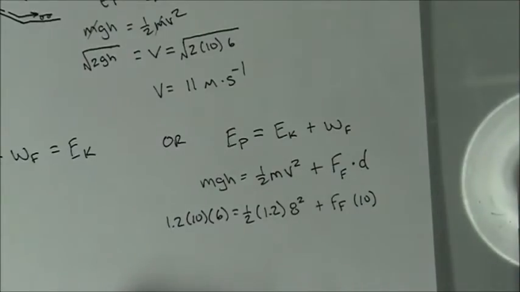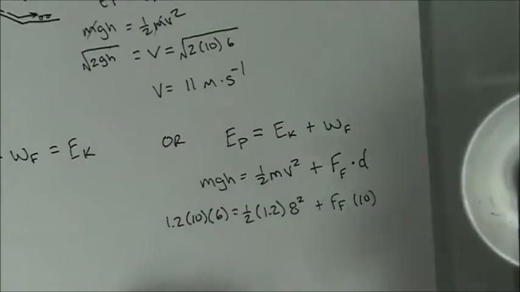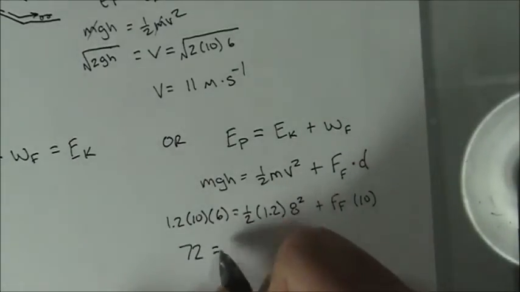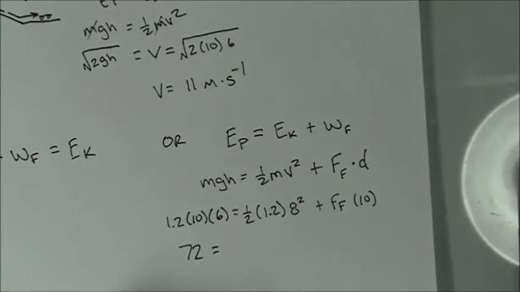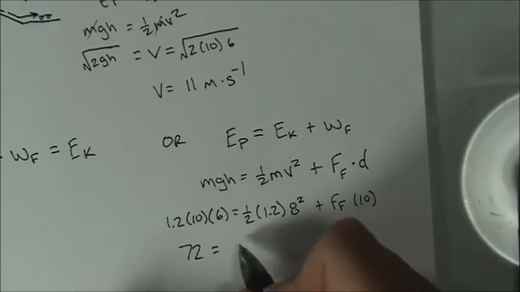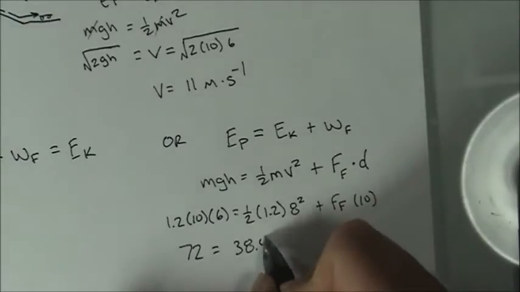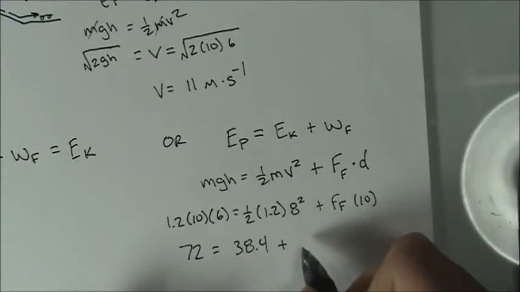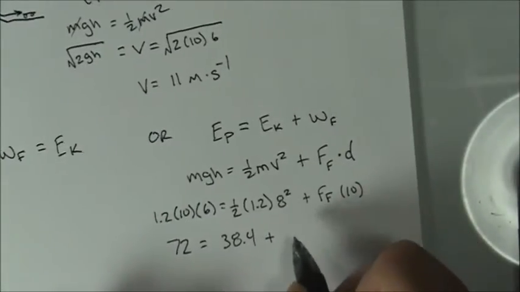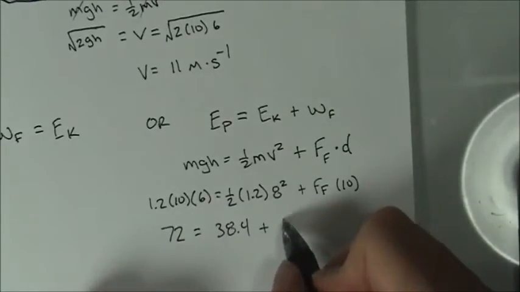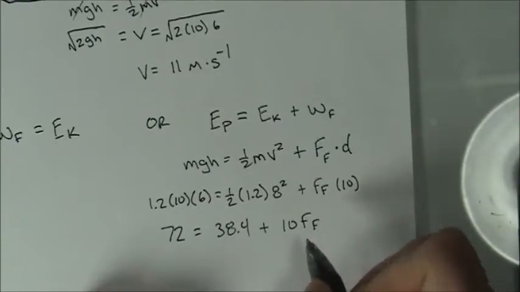So 1.2 times 10 times 6 is 72. That's equal to 0.5 times 1.2 times 8 squared. That is 38.4 plus, and I'm just going to reverse the order of this, plus 10 times F of F.